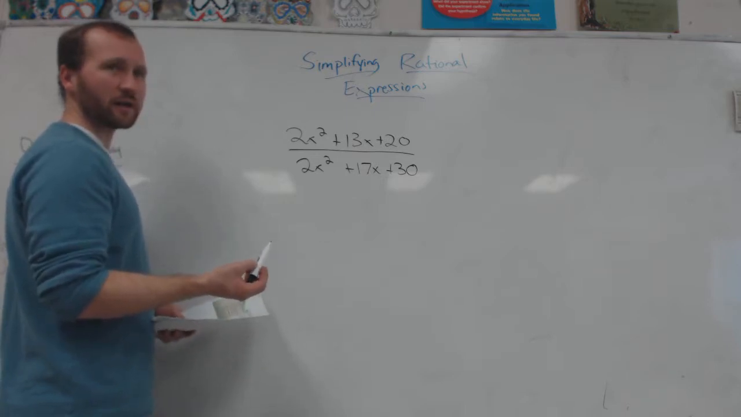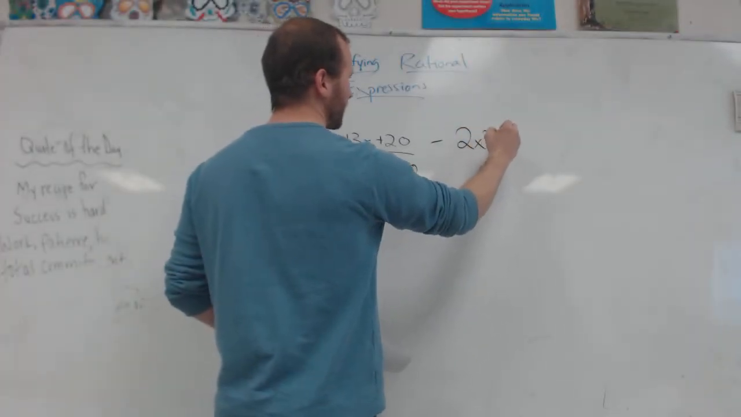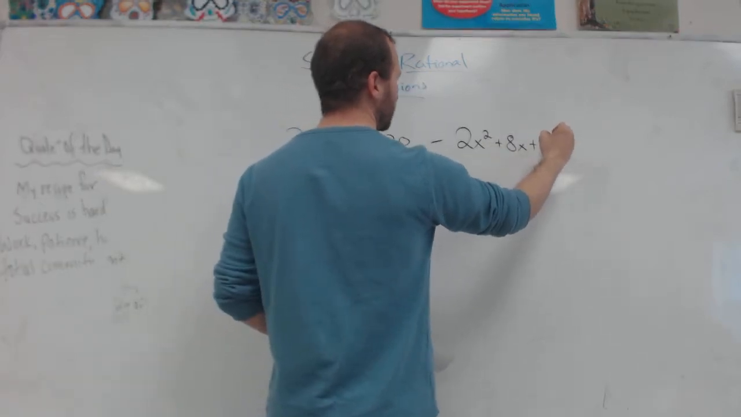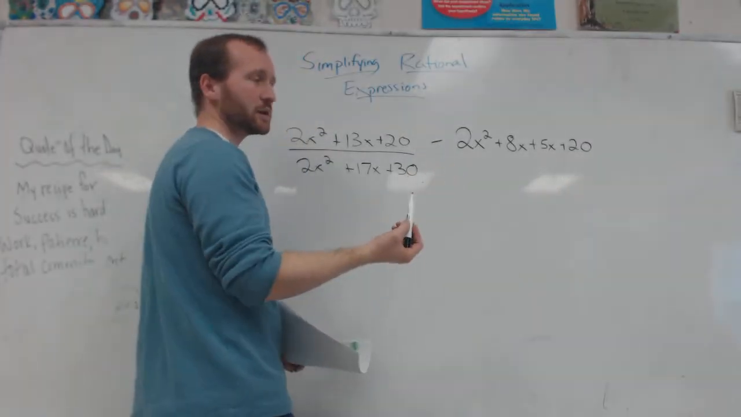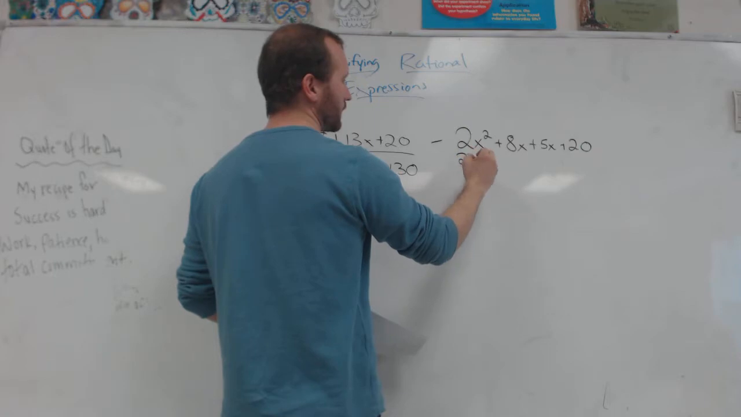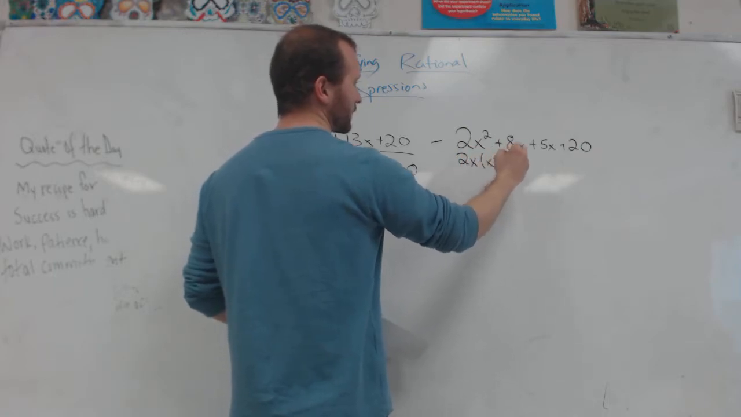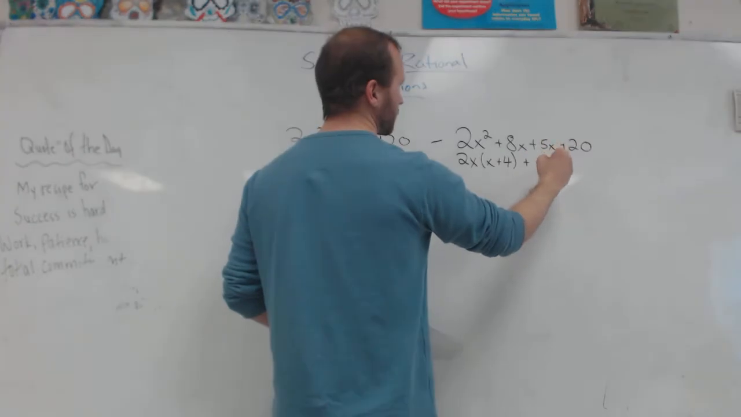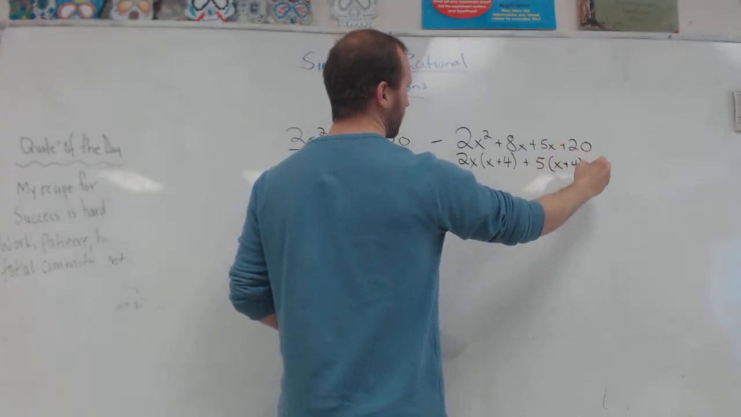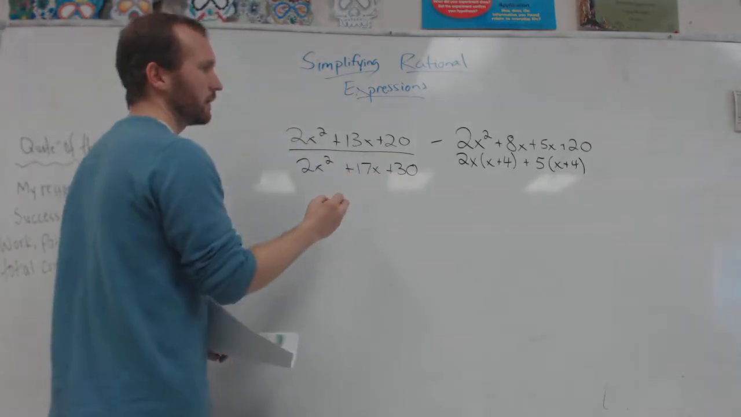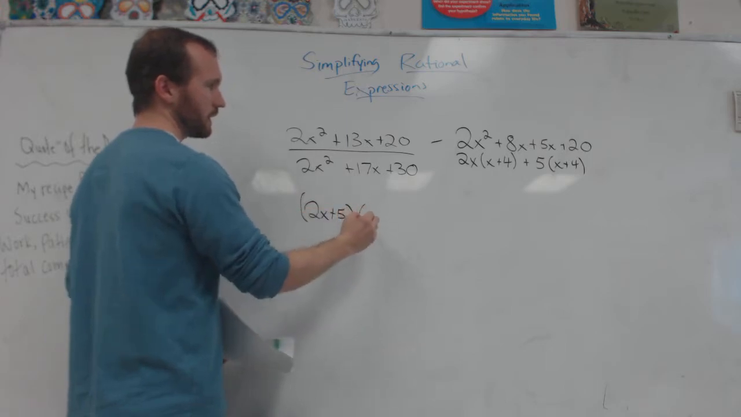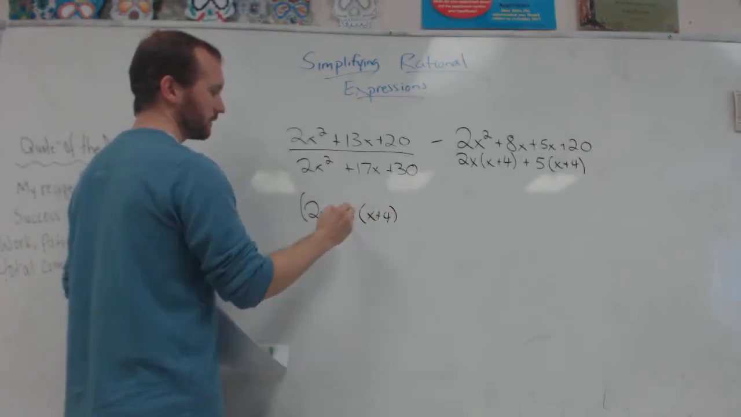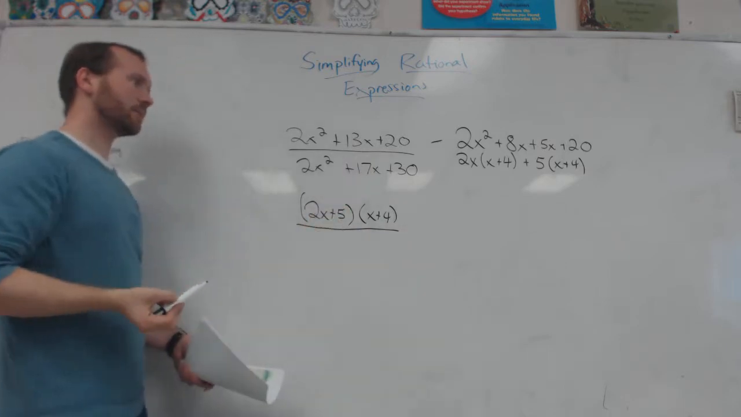40 would be like 8 and 5, right? So this would be 2x squared plus 8x plus 5x plus 20. So I'm going to have to do Gary's terrific trick just to factor this. Pull out a 2x, and I have x plus 4, plus, pull out a 5, and I have x plus 4. And so in the numerator, my factors are 2x plus 5 times x plus 4.